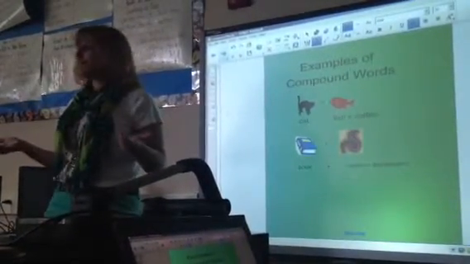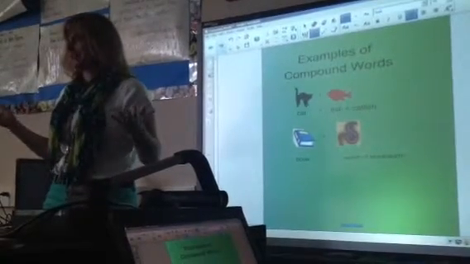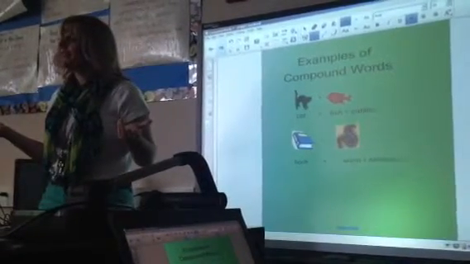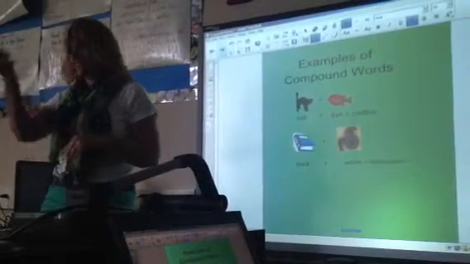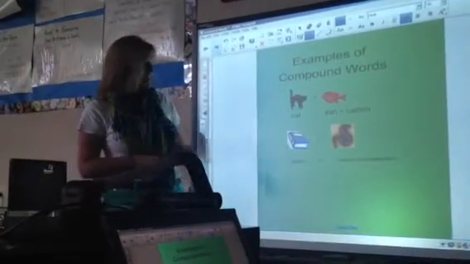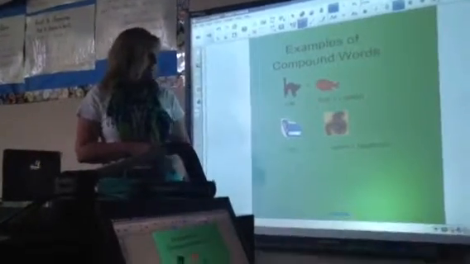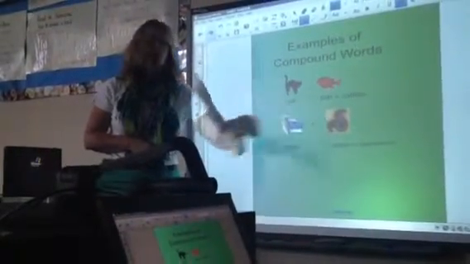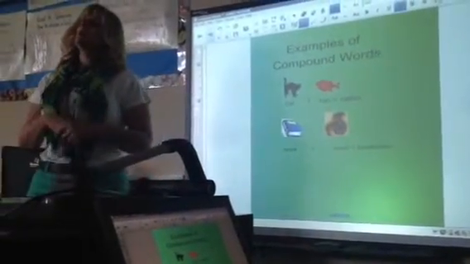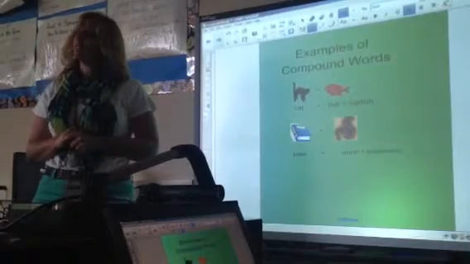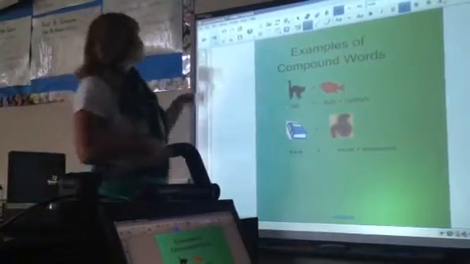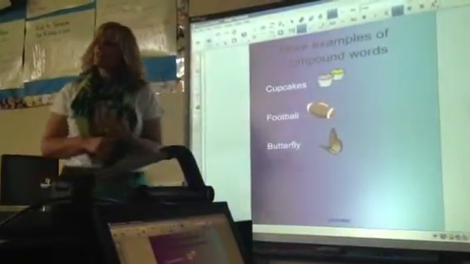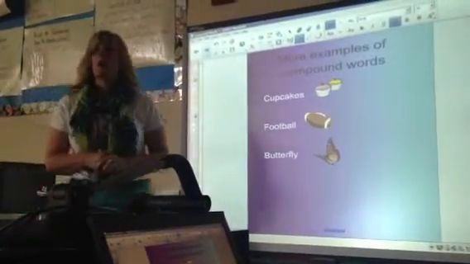How many of you have ever been to a Mudcats game or seen a Mudcat slogan? What do you call Muddy? What is he? A catfish. He's a catfish. You're exactly right. Okay, the next one. Let's look at this one. We have book plus worm. Matthew, what compound word would that be if we put those two together? Bookworm. Bookworm. Excellent. Okay, here are just a few more examples of compound words.